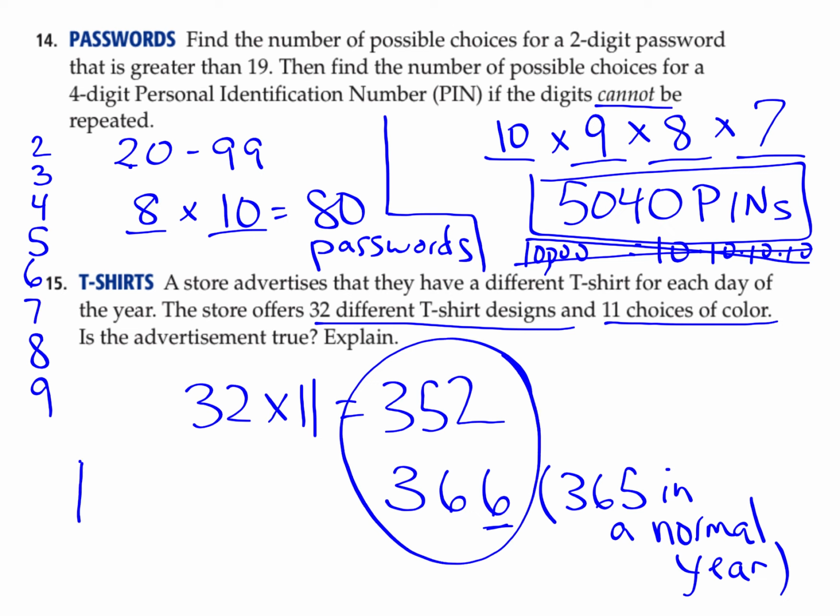No, it is not. And my explanation would be 352 is not bigger than 365. I'm going to go with a regular year, not necessarily this year. This year has been rather strange, as you all know. So, but if we think of a regular year, it still wouldn't be in a regular year.